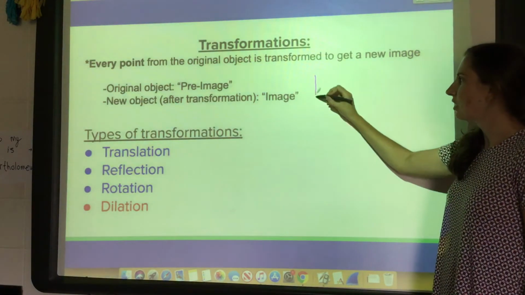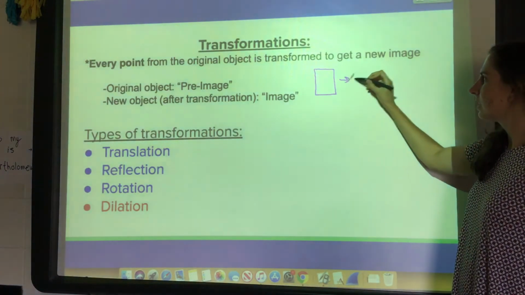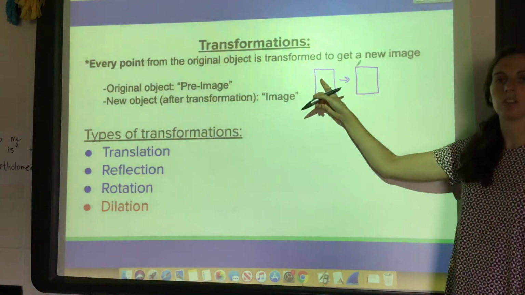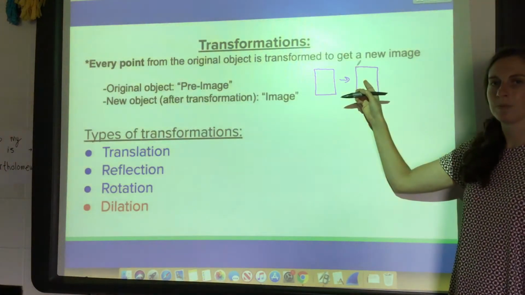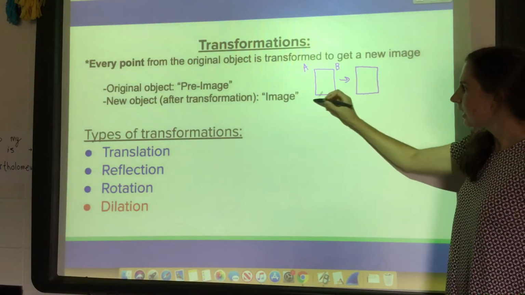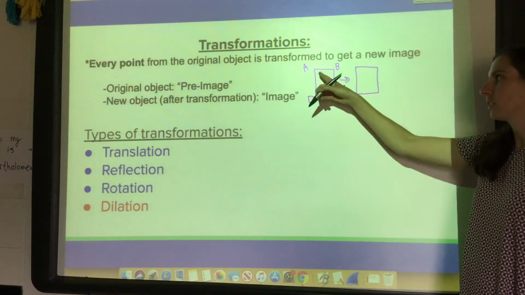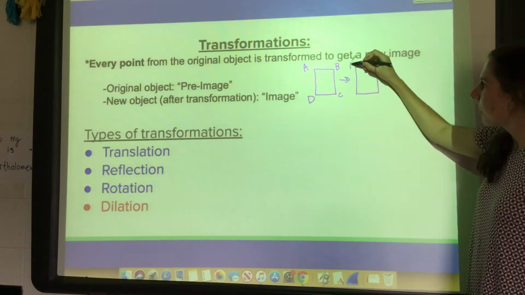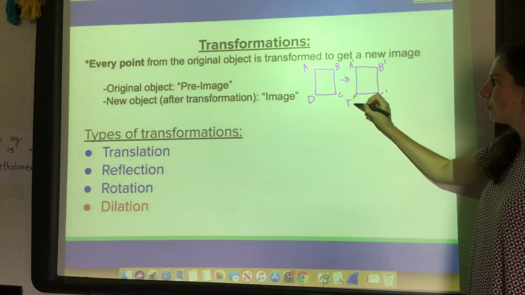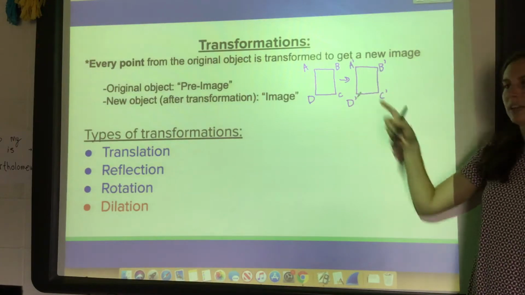For example, if I took this rectangle and I slid it over or translated it to get a new rectangle, we would call this the pre-image because it's what I started with, and this is the image. The way we denote this is, let's say this was A, B, C, and D, those were the points. Then the image we denote with little apostrophes, and you say it as prime. So you would call this A prime, B prime, C prime, and D prime.